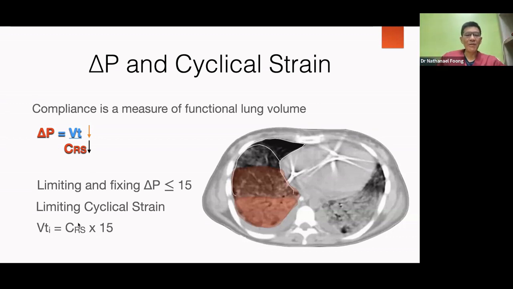Now, of course, looking backward, what tidal volume you want to set on the patient, if you know the compliance of the lung that you have measured with an inspiratory pause, let's say the compliance is 20, you probably want a tidal volume of just around 300, right? Looking backwards.